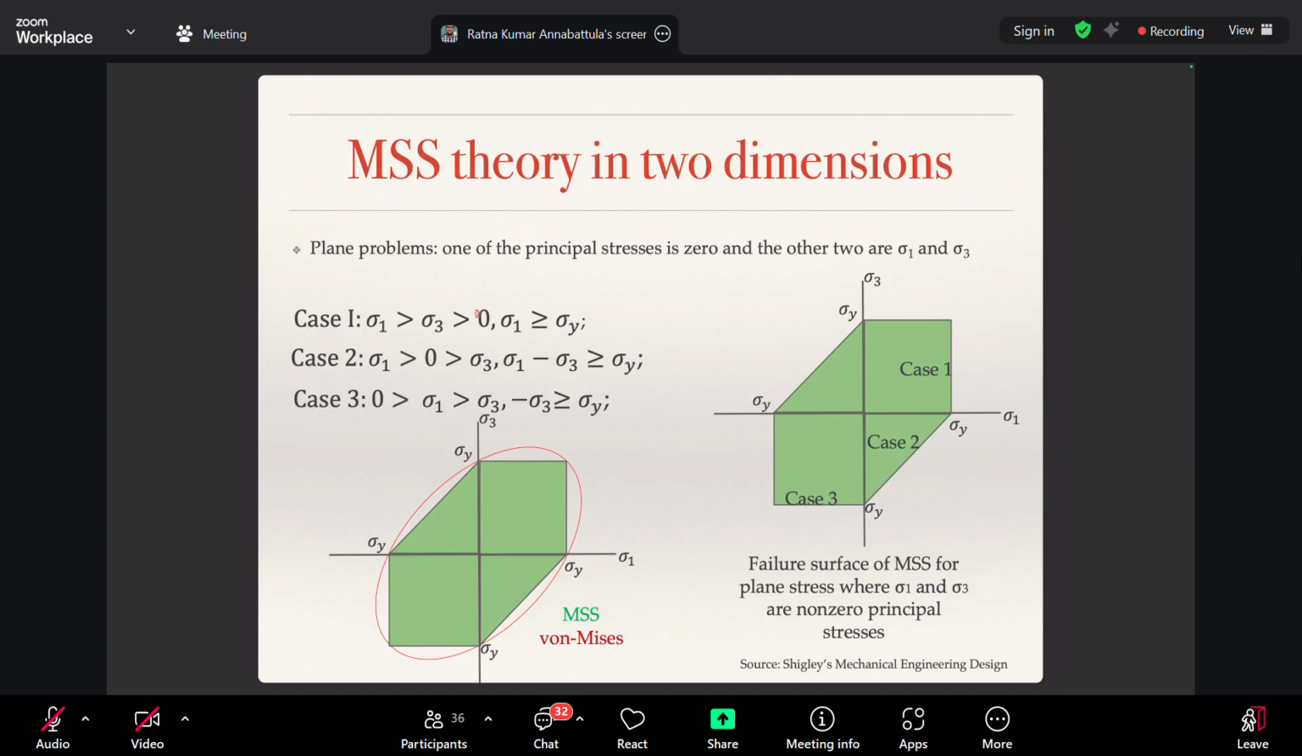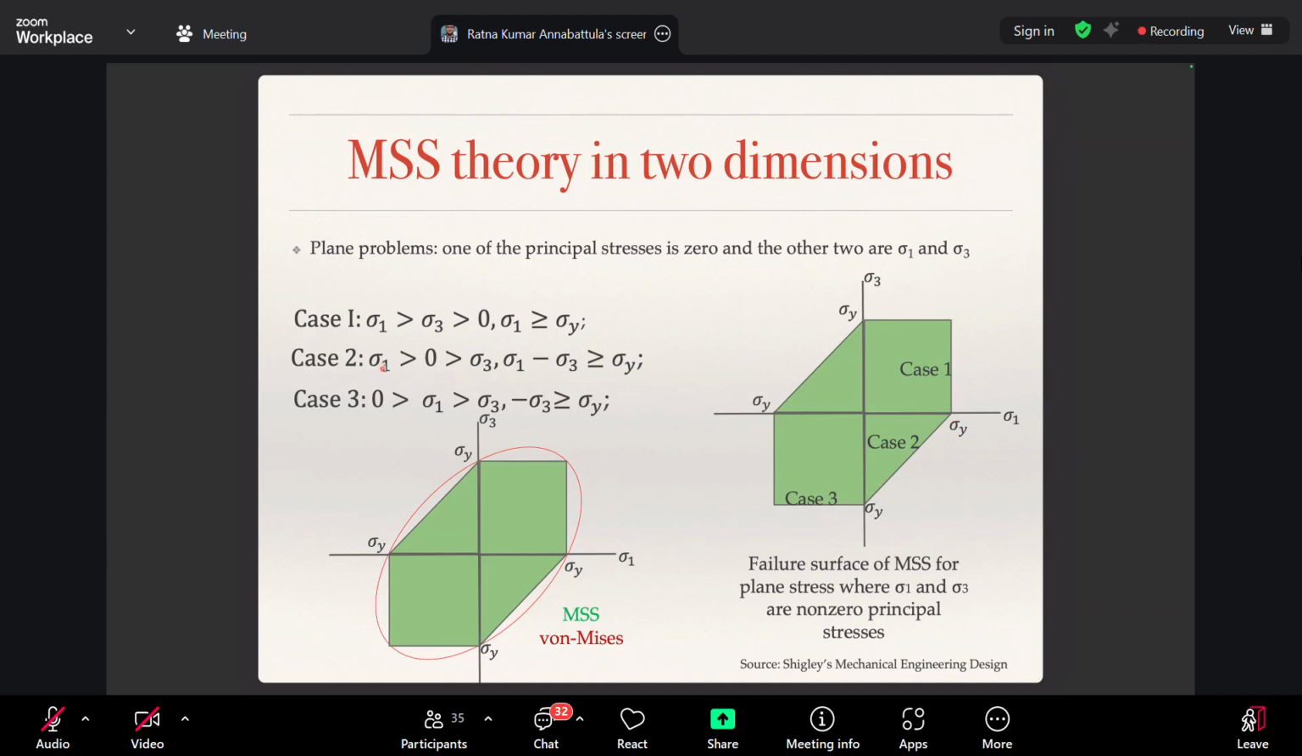So let me plot it for you again. It should be sigma 1, right, sir? Because always sigma 3 should be 0. It should be considered as the minimum stress value. So sigma 2 should be considered as the minimum stress value, and hence sigma 1 minus 0 should be equal to sigma y. Therefore, sigma 1 is equal to sigma y. So the failure line will become sigma 1 is equal to sigma y. That is the case 1.